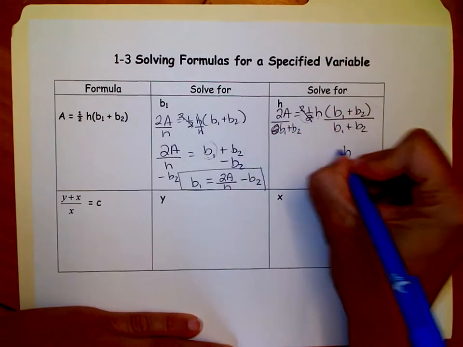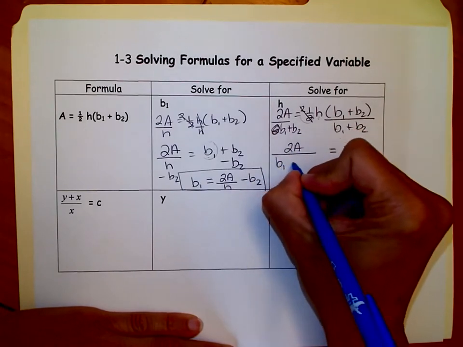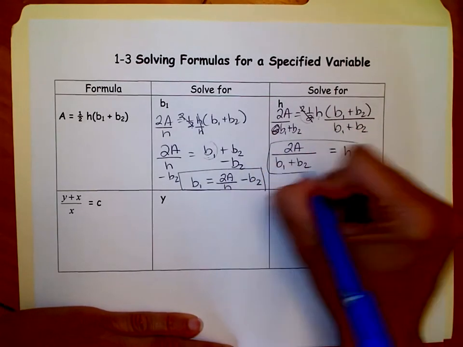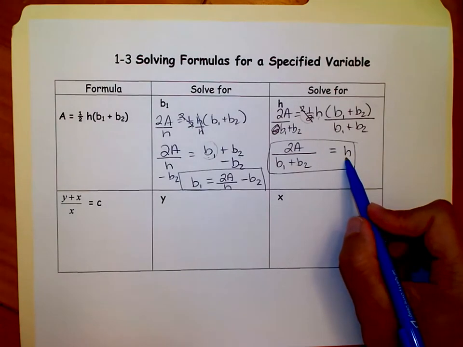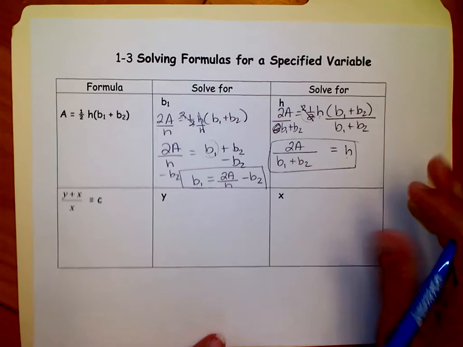So my h then equals 2 times the area over the sum of the bases. Doesn't really matter which side you put h on. You could say h equals this or this equals h. But that's how you do that one.